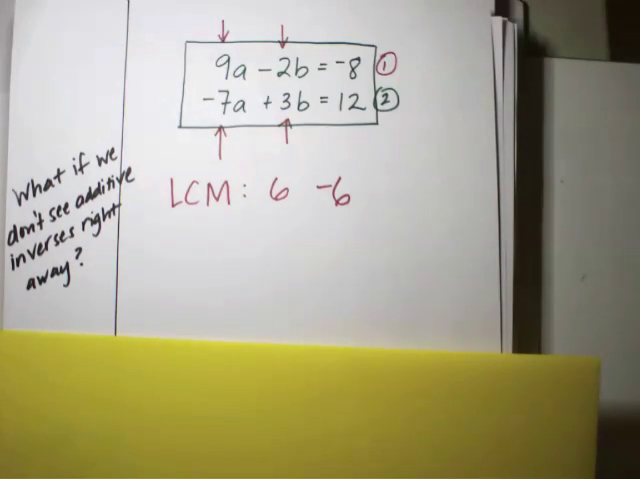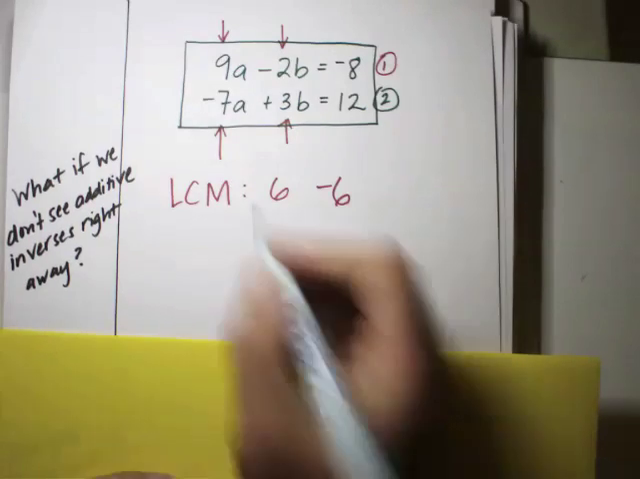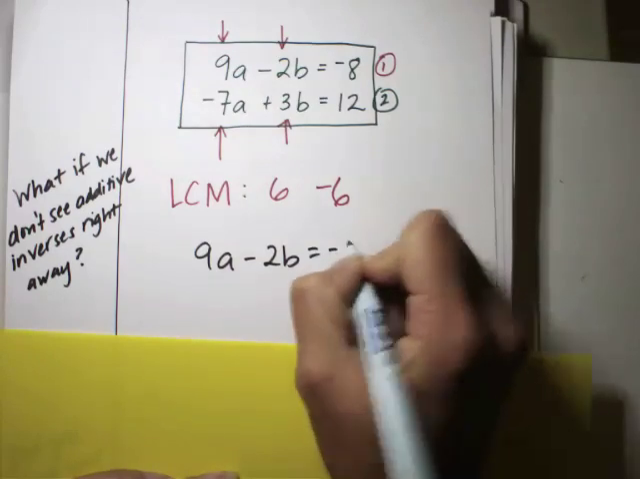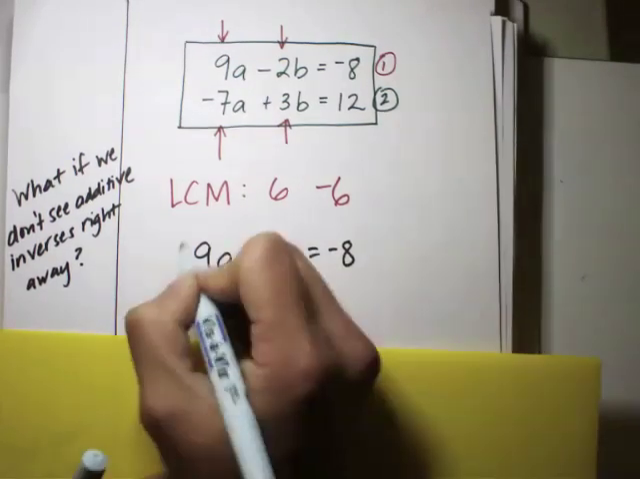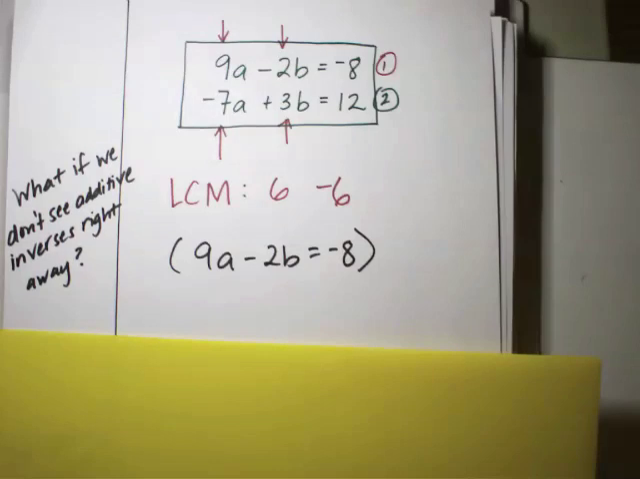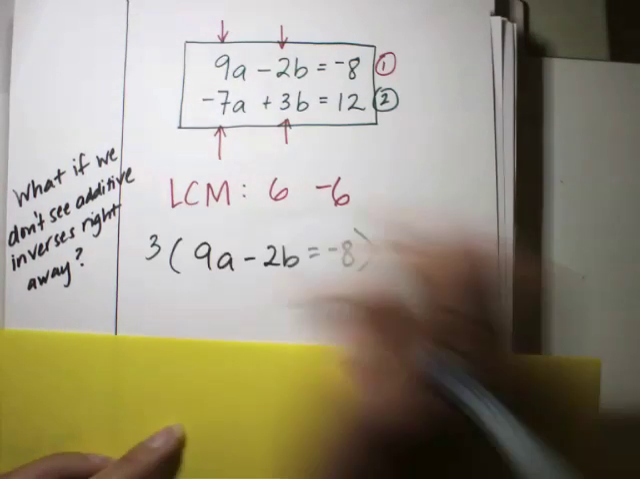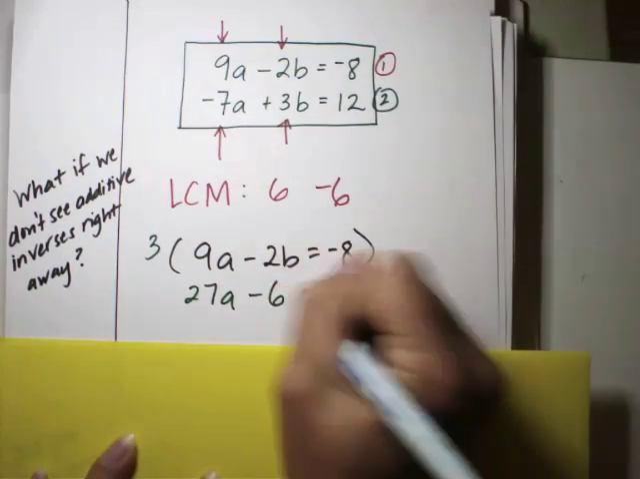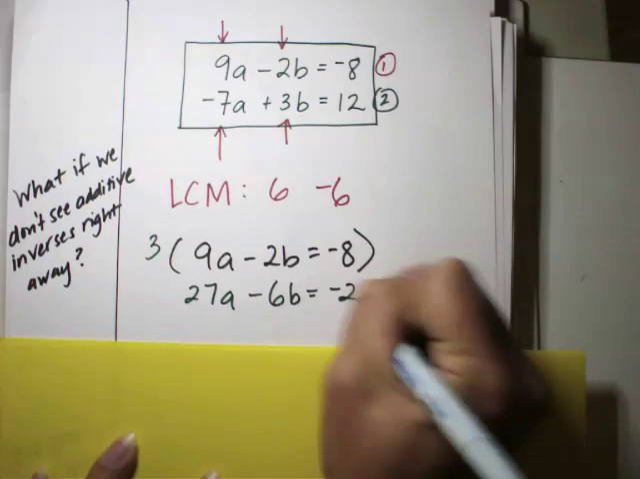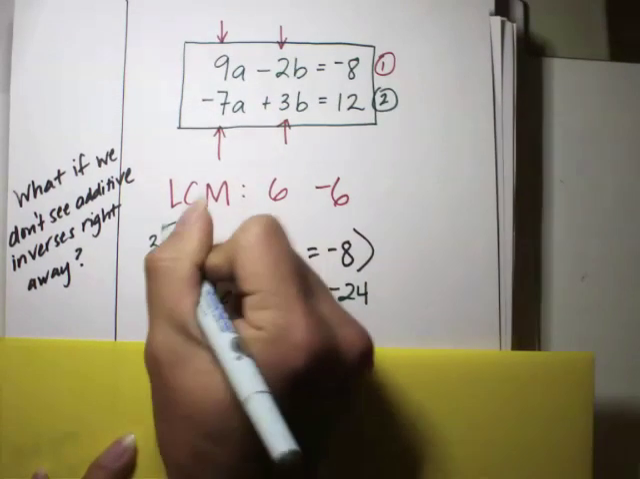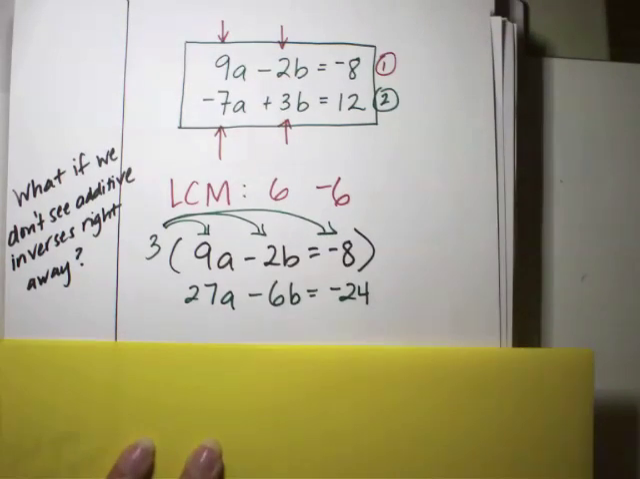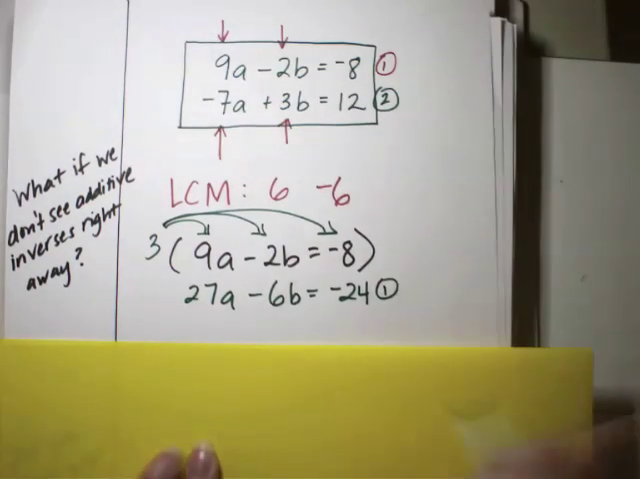So let's start with the very first equation. 9a minus 2b equals negative 8. We said we can multiply this entire equation by 3. So let's do that. 27a minus 6b is equal to negative 24. Don't forget to distribute that 3 across the entire equation. So this will be our new equation number 1.